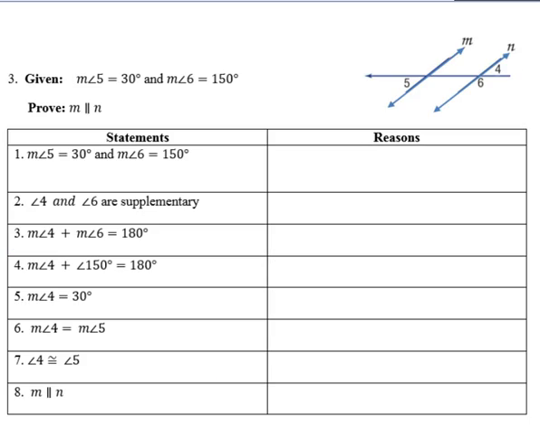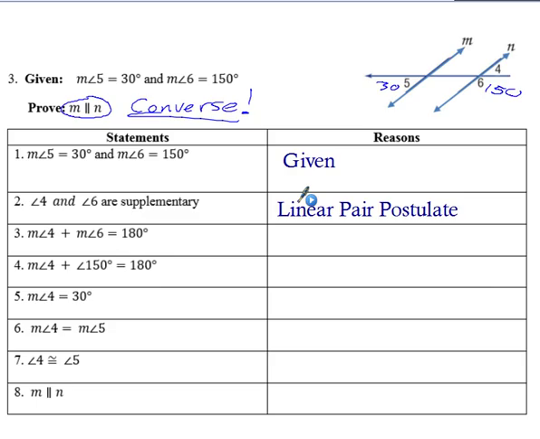Okay, and we'll take a look at one last proof here. So one thing I want to point out here is that we are proving lines are parallel, so that means I should have a converse somewhere. Anytime you're proving lines are parallel, there should be a converse. So we're given that 5 is 30, we're given that 6 is 150, and so if you take a look here, that's my given. So the next thing says that 4 and 6 are supplementary. So if I look at this figure, why can I say 4 and 6 are supplementary? Because they're a linear pair. That's our linear pair postulate.